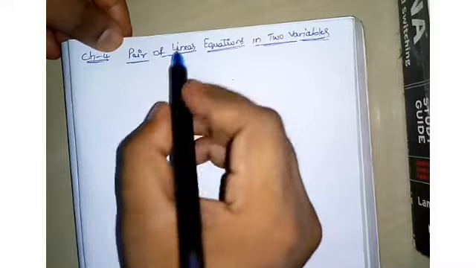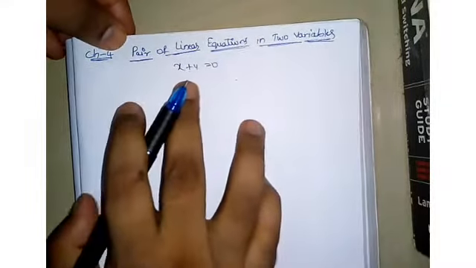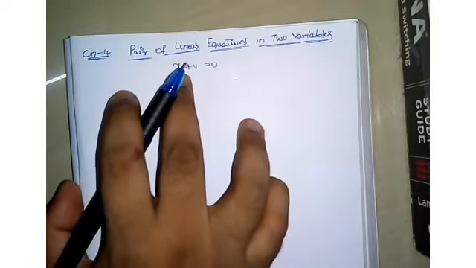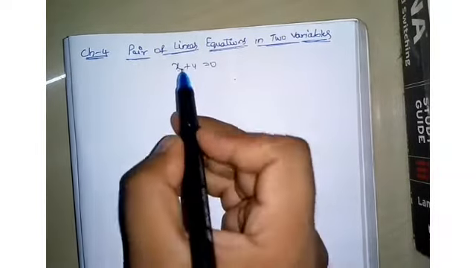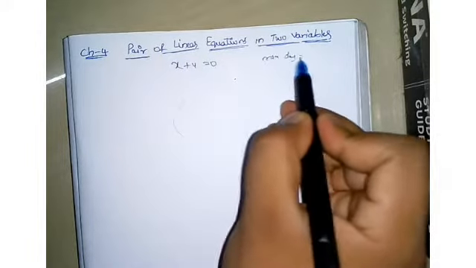equation with degree 1. So, for example, x plus 4 is equal to 0 is a linear equation in x. There is only one variable x here, and this is a linear equation because degree of x is 1. Max degree is equal to 1.